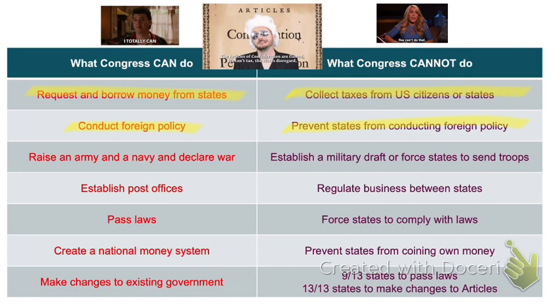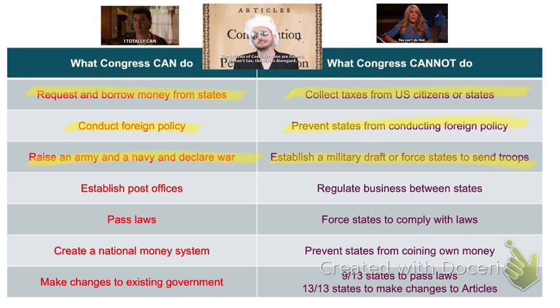All right. If needed, Congress was able to raise an army and a navy, and they definitely could declare war, but they had to ask the states for soldiers, and the states did not have to send them. So it's kind of useless to declare war if you don't have an army or a navy.